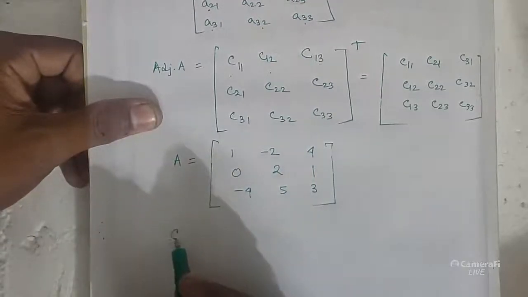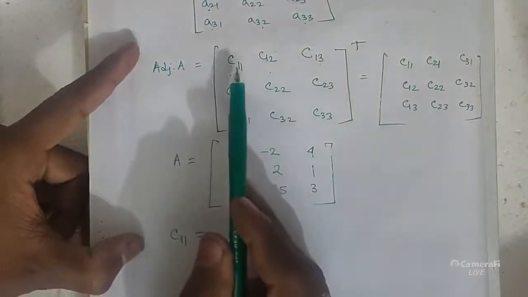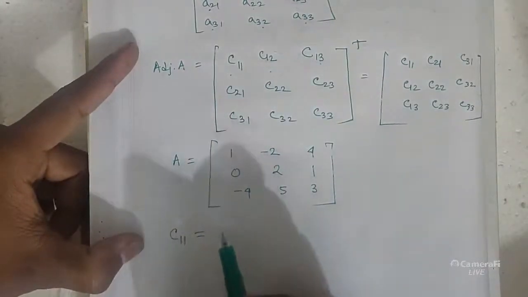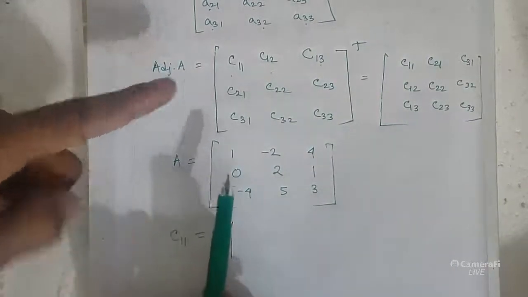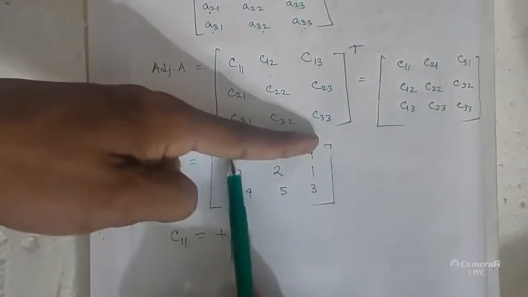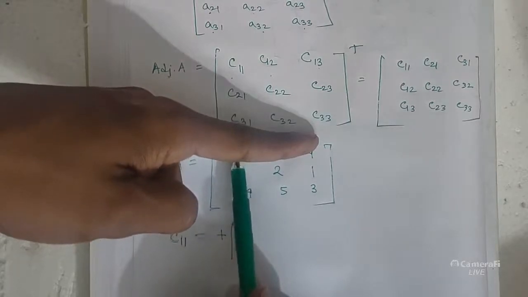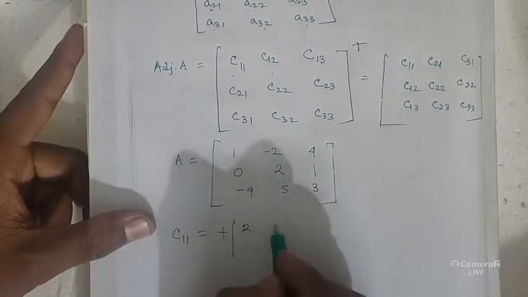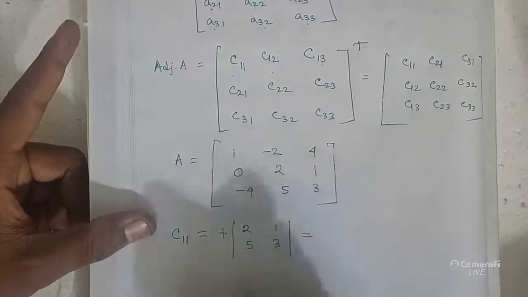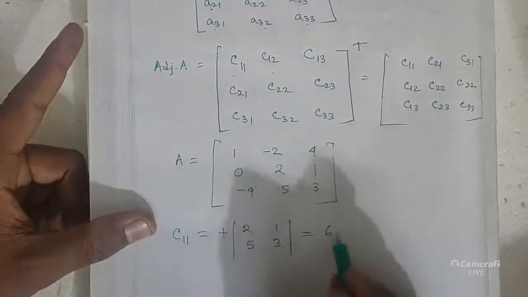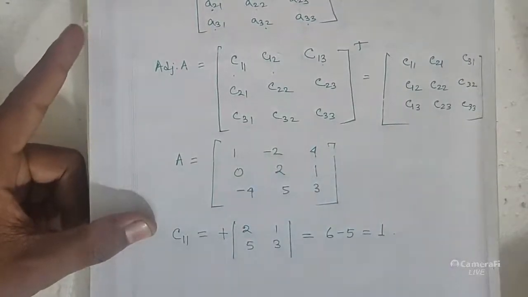Now tell me what will be the value of C11? The sign of this element is plus. So plus sign, determinant. When we find the cofactor of this one, we have to delete the first row and first column, and what is left we have to write under the determinant. So 2, 1, 5, 3 we have to write under the determinant. So this equals 6 minus 5 equals 1. Anjali, understood?